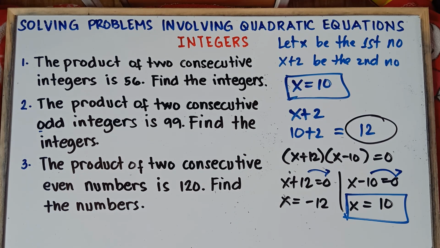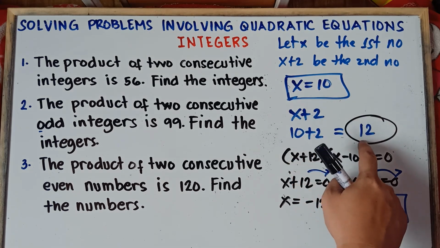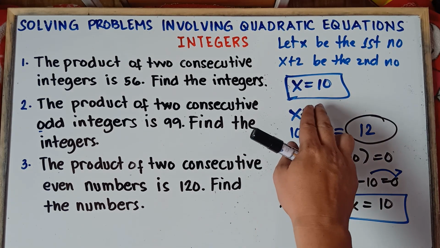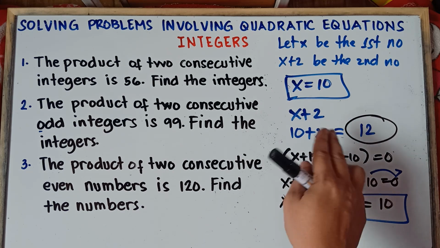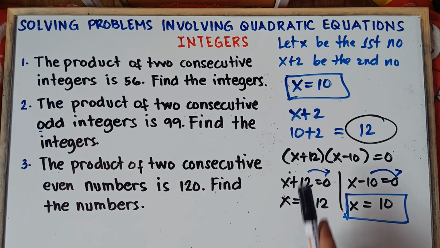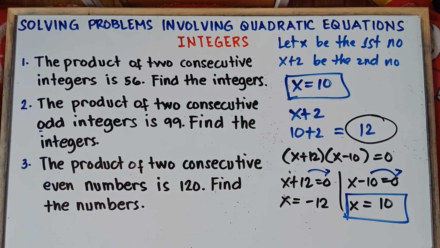And we're all set, class. If we multiply, can we get 120? Yup. 10 times 12, that's 120. Are these numbers consecutive even integers? Yup. These are consecutive even numbers. That's it, class. All set for example number 3. Our answer is 10 and 12. x is equal to 10, and the other one, x is equal to 12. So that would be 10 and 12.